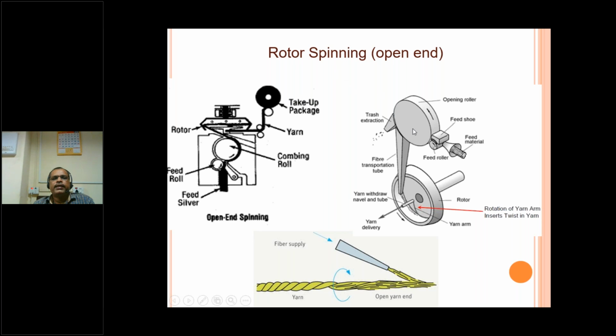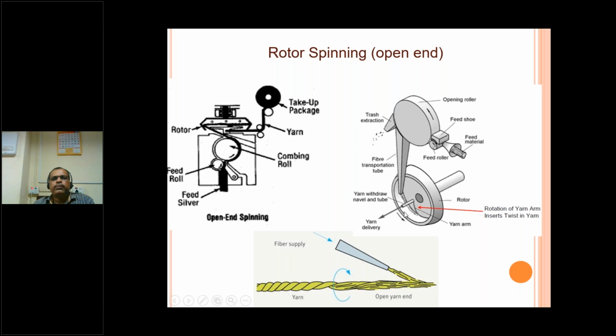And is the rotor spinning, here it is open end spinning. Actually the fibers are drawn from slivers, which are opened here by the opener. Then through this navel tube the fibers come to this high-speed rotor and accumulate over the groove of this rotor. We have to feed a yarn here in the center. It will collect all these fibers and apply the twist, and a yarn will be delivered out of it.